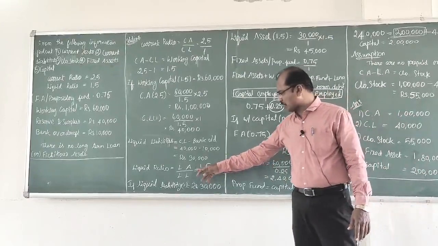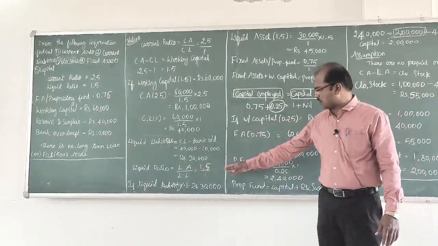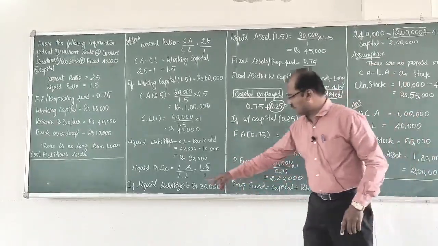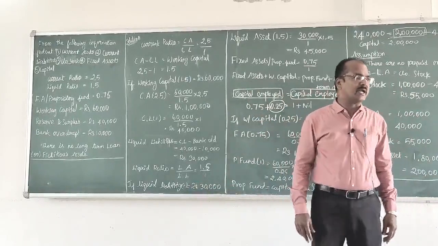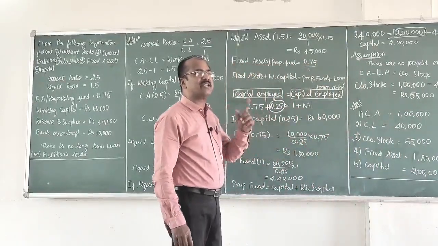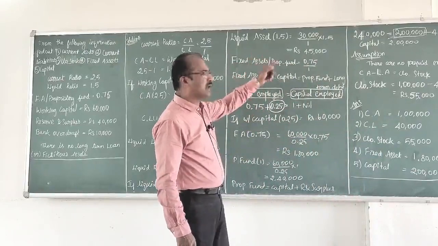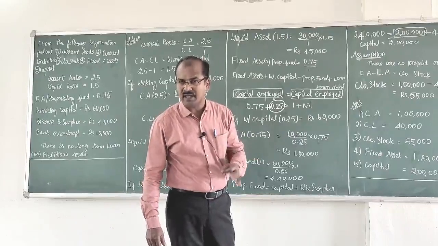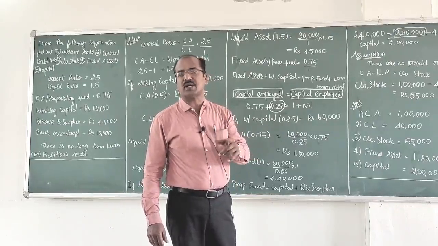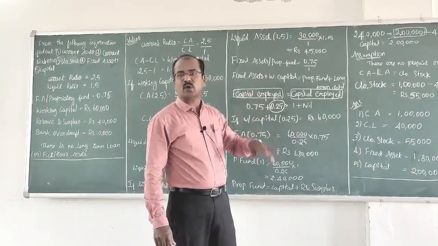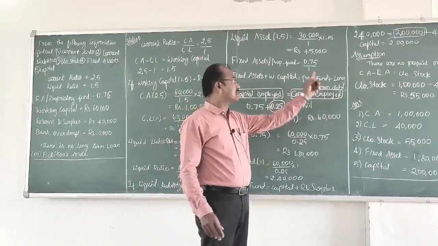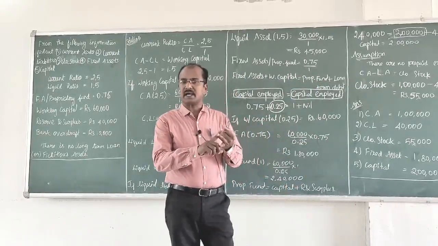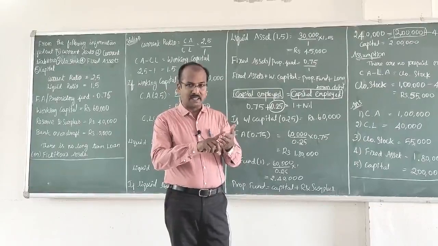Now liquid ratio is equal to liquid assets divided by liquid liability is equal to 1.5 divided by 1. If liquid liability with the weight of 1 is equal to 30,000, what is the value of liquid assets with the weight of 1.5? See, look at it. Liquid assets with a weight of 1.5 is equal to 30,000 amount of liquid liability divided by 1 weight of liquid liability according to the ratio into 1.5. The answer of liquid assets is 45,000 rupees. Now what we have calculated so far? Current assets, current liabilities, liquid assets, liquid liability.